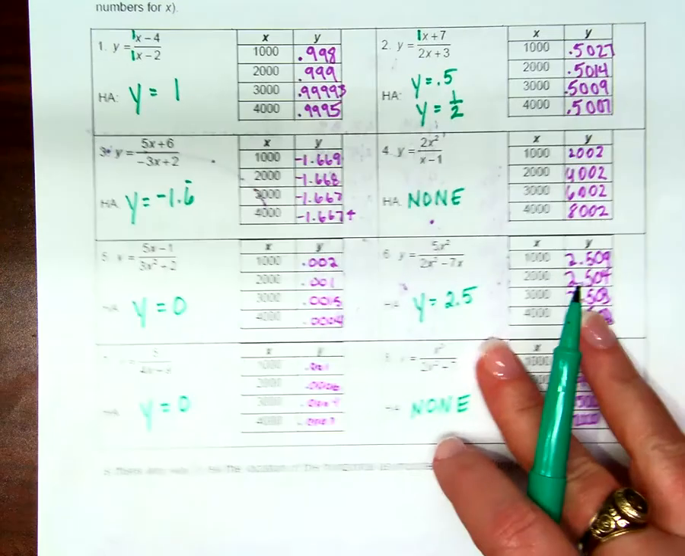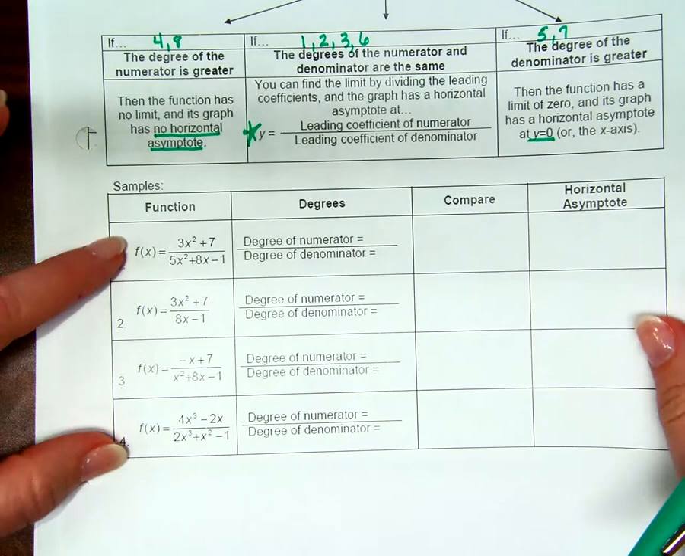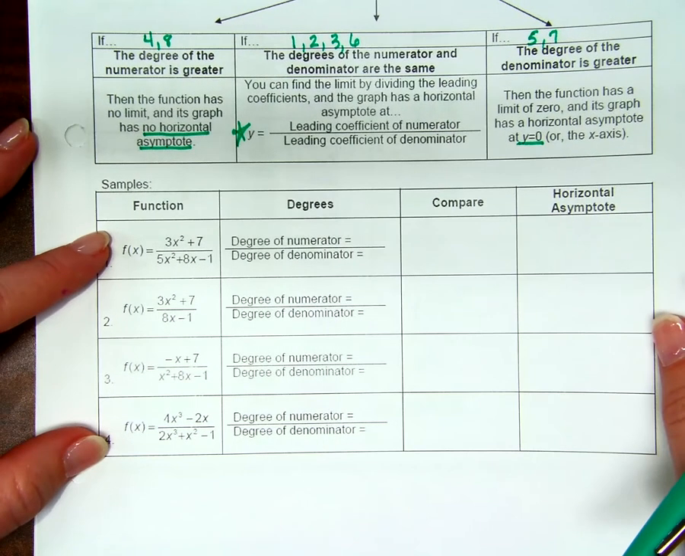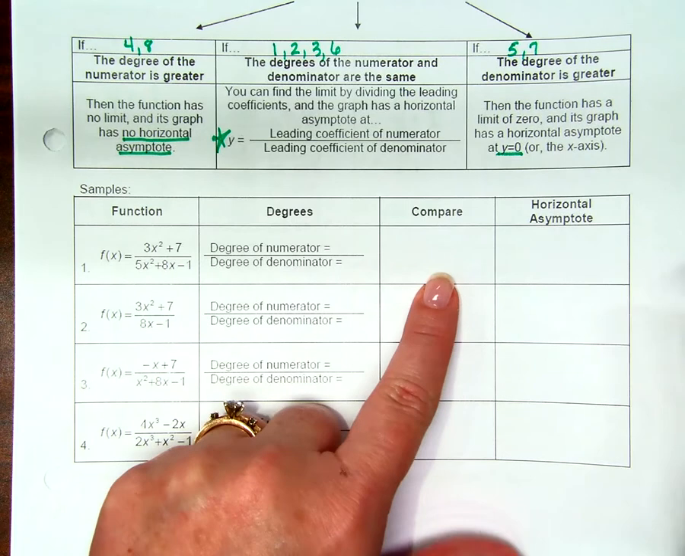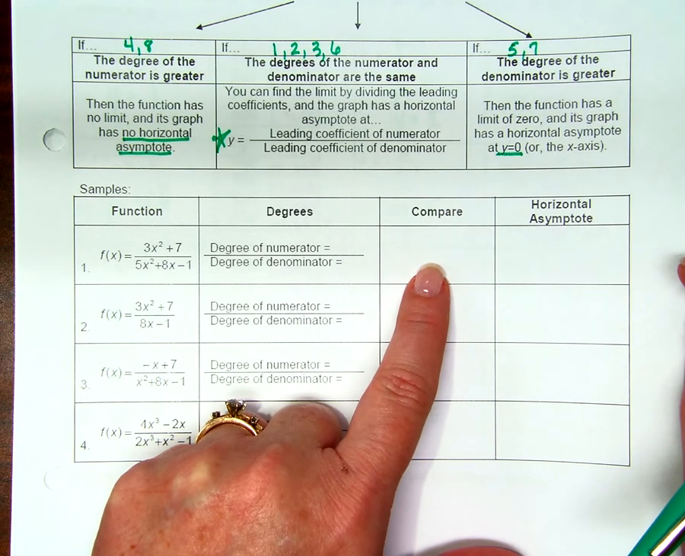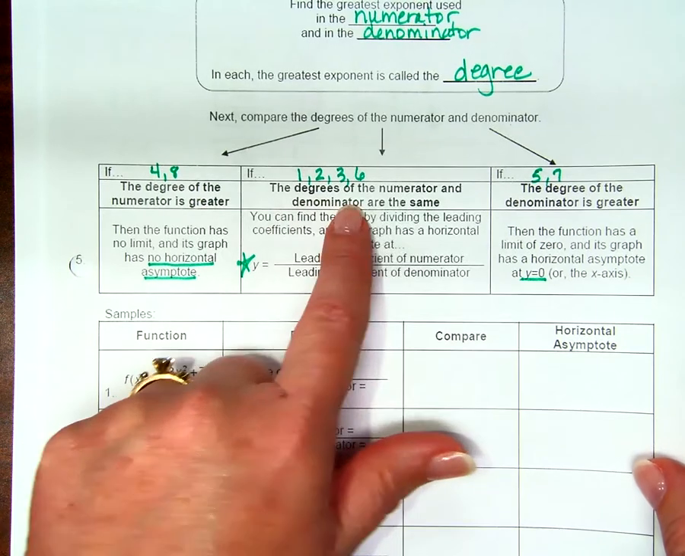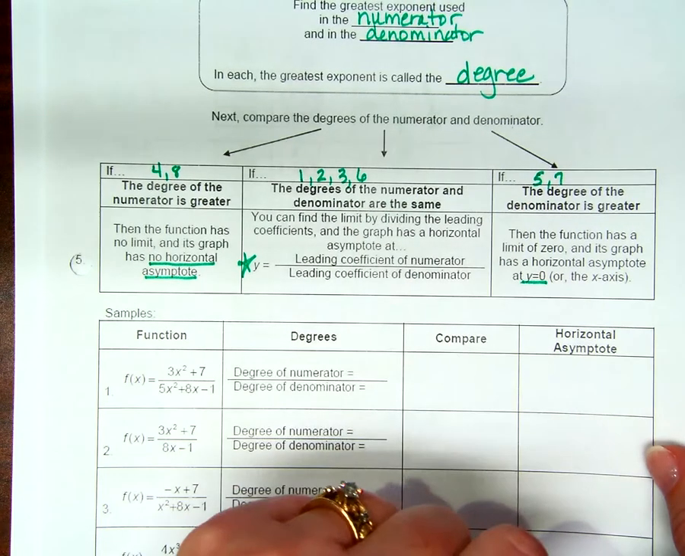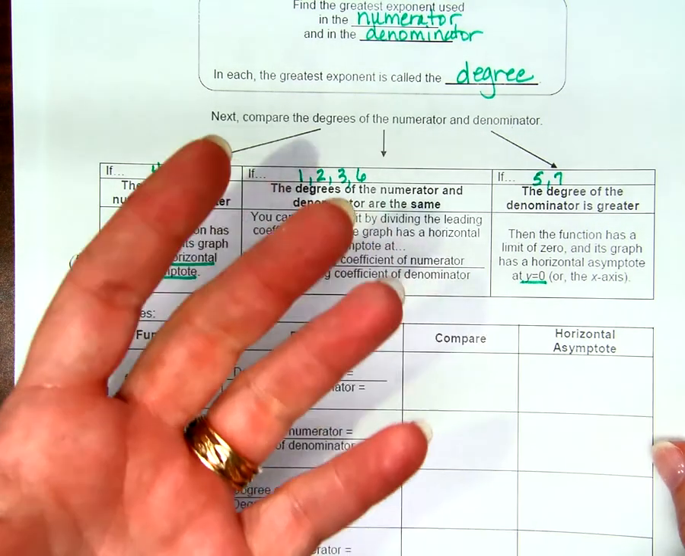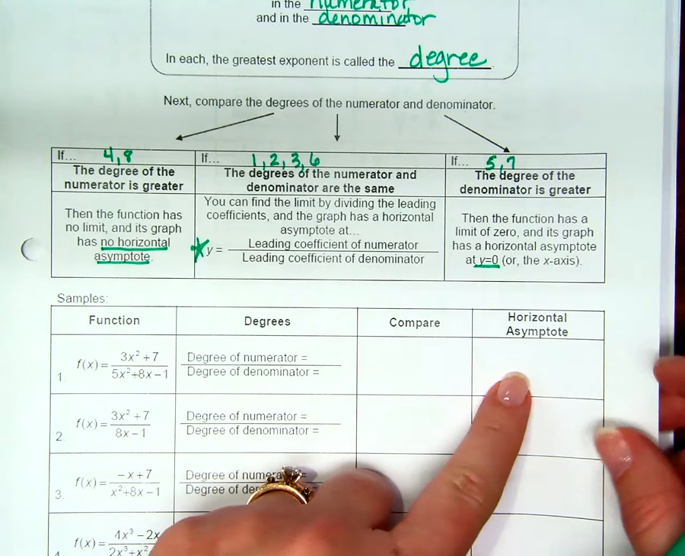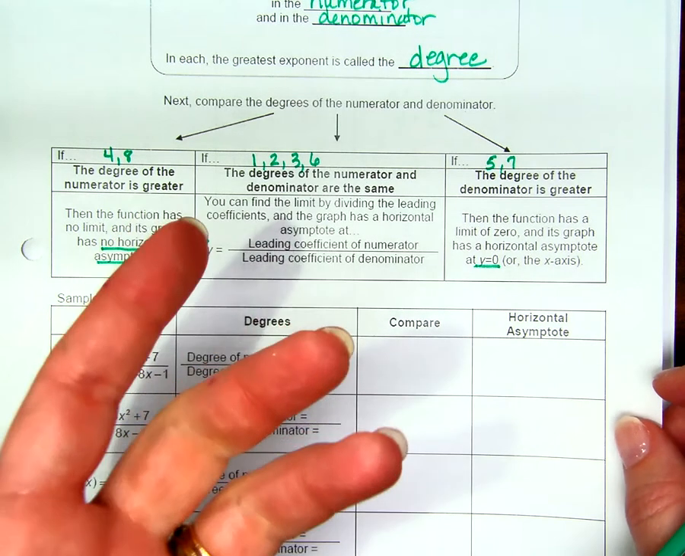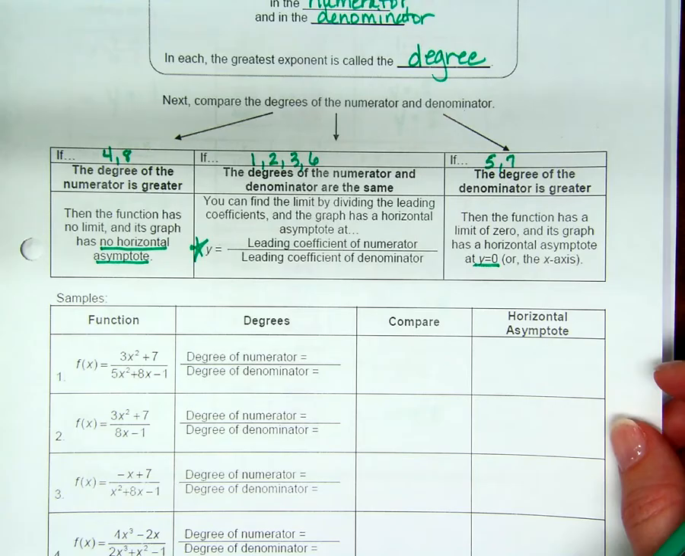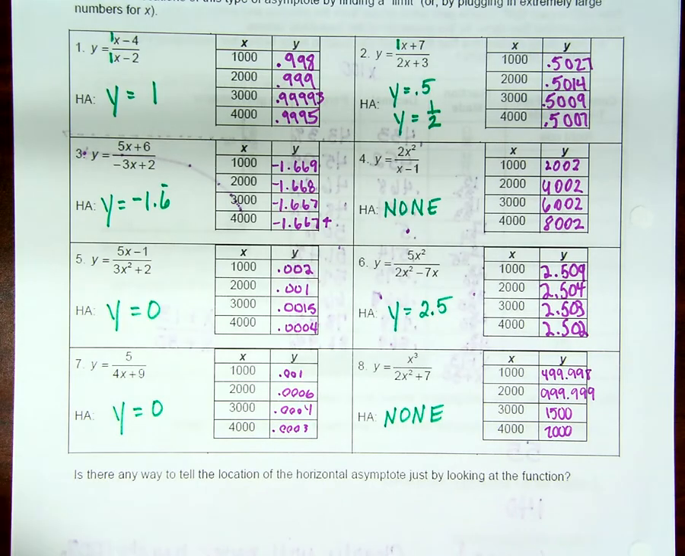Okay. So you have 3 problems for homework. I want you to fill in the numerator degree, fill in the denominator degree, and compare them. What are you going to write in this box? Which one's greater? Or are they the same? And then what are you going to write in this box? Y equals something, or none, right? Y equals 0, y equals 2, or none.